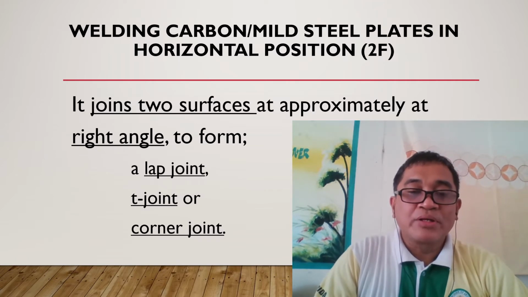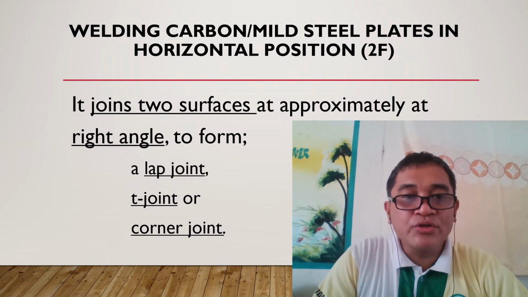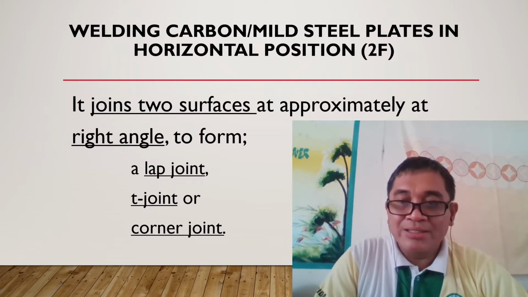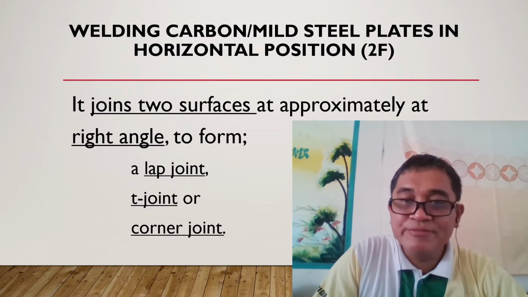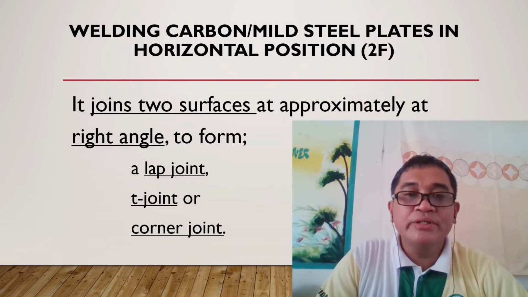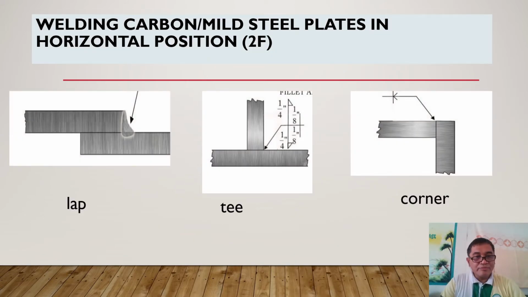A fillet weld is also the joint of two surfaces at approximately a right angle to form at least three common joints. The first is the lap joint, then the T-joint, an inverted letter T, and the corner joint. So we have here the three common joints formed by fillet welds. Notice there is no edge preparation in these fillet welds.